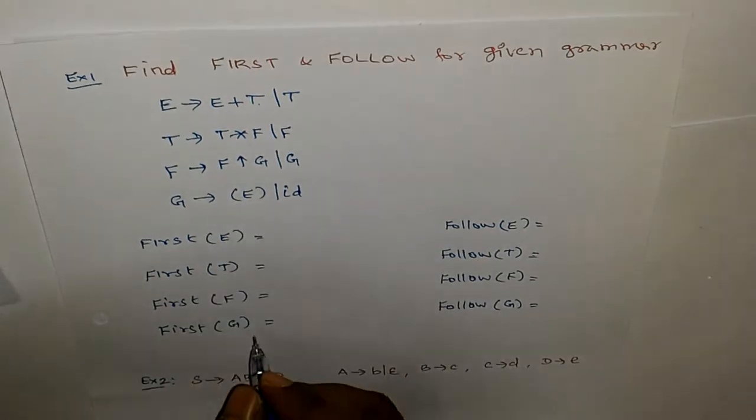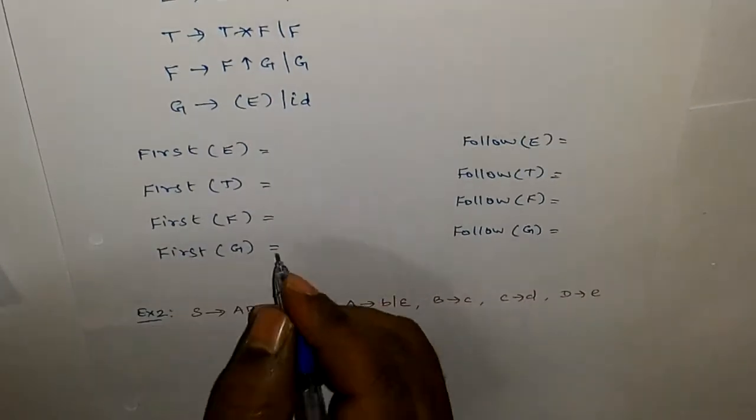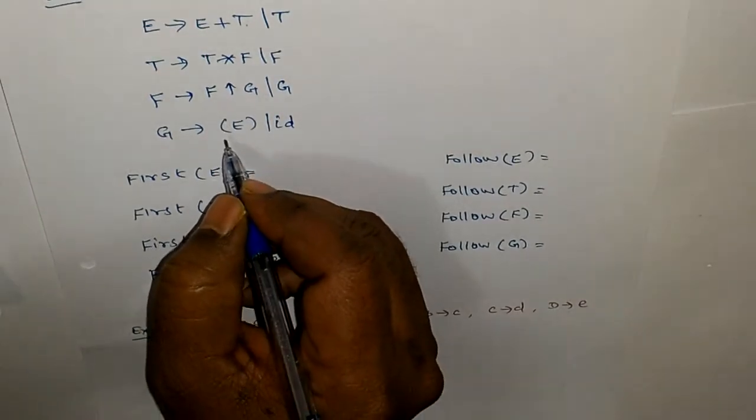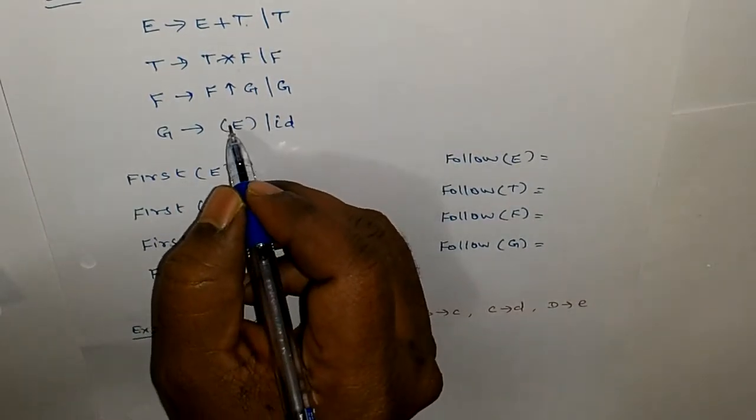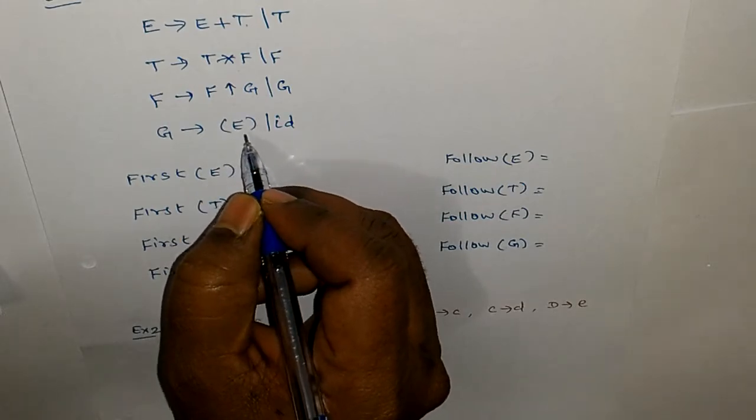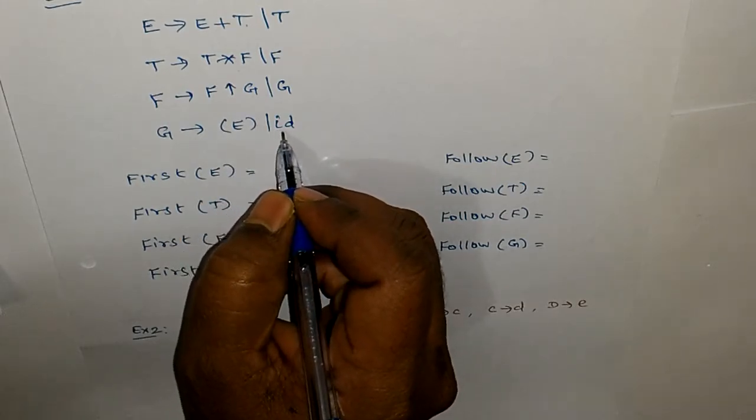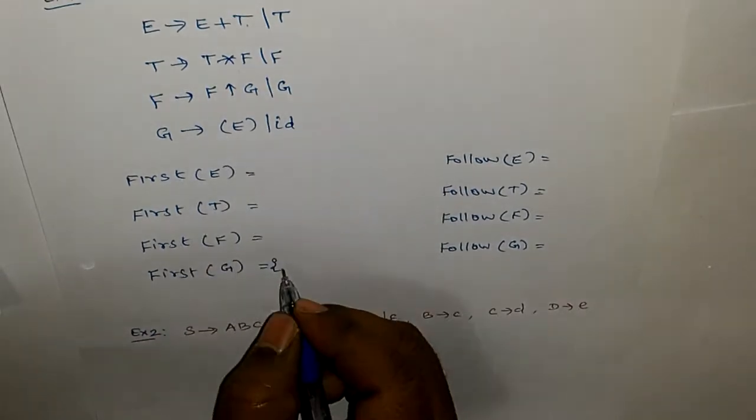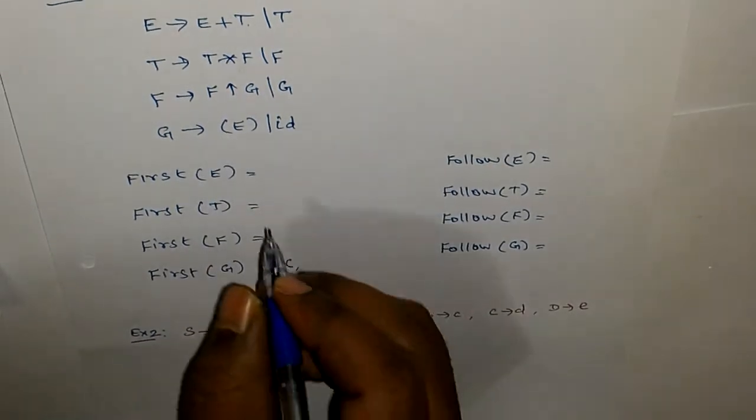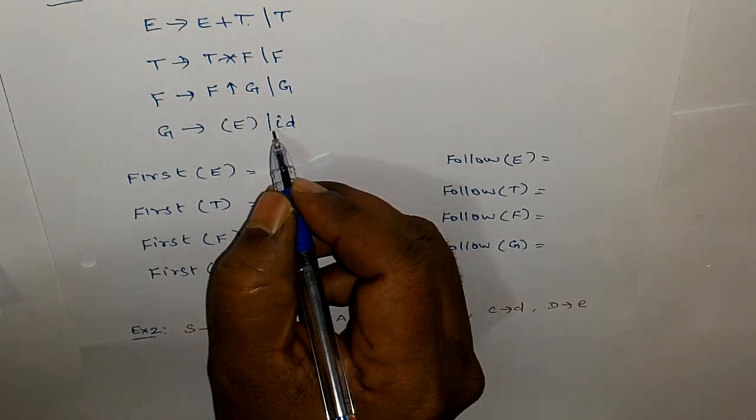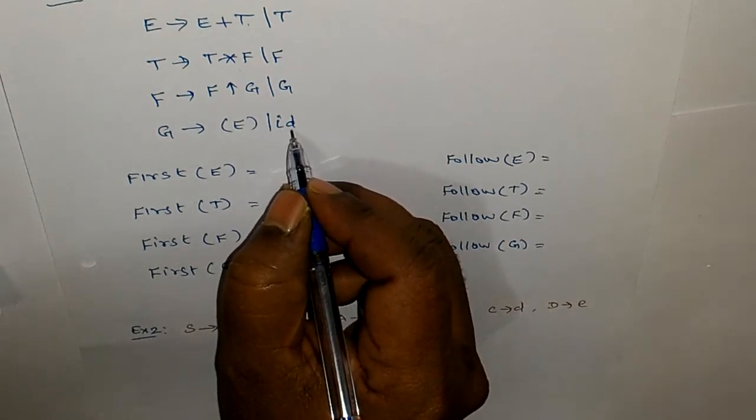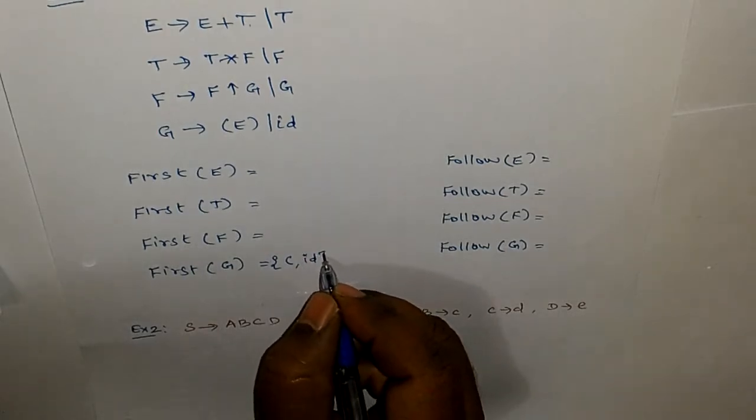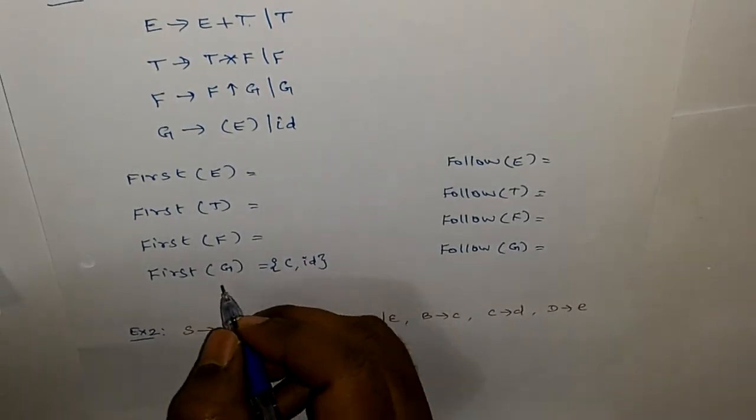So first of G will be here. First of G is having two productions, one is left parenthesis E right parenthesis, and another one is id. So here left parenthesis is one terminal, then in this production id is another terminal. So this is first of G.